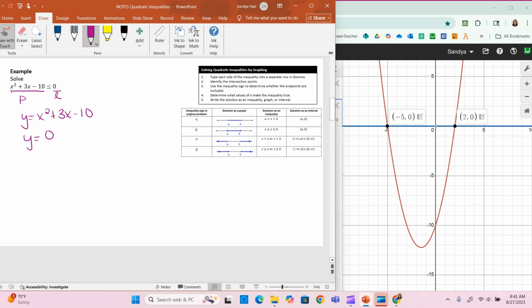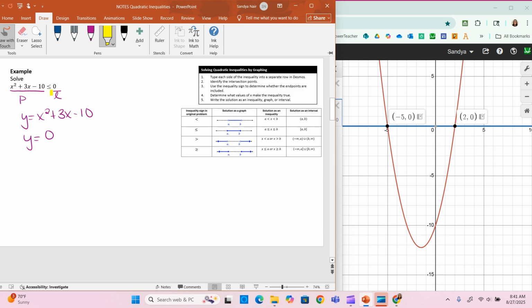Let's think about how we're going to represent the solution. So here we have this parabola, x squared plus 3x minus 10 is less than or equal to 0. So we're going to look for places where the parabola is below the line. You can see that occurs here in this section between -5 and 2. So now it's a question of how do we represent this solution?